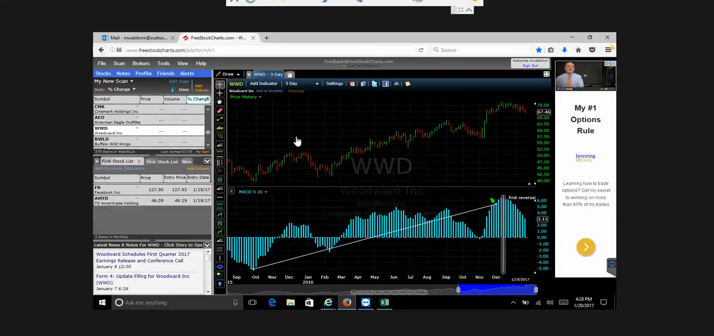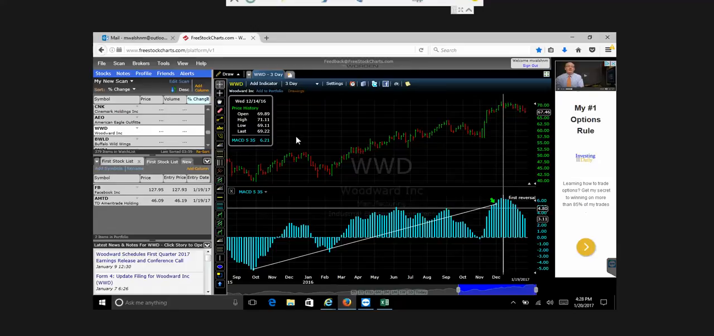So my question would be, do you enter the price at the last price? You enter the trade at the close on the reversal day. Did you get that? So in the box to the left, I would have entered the trade at 69.22.